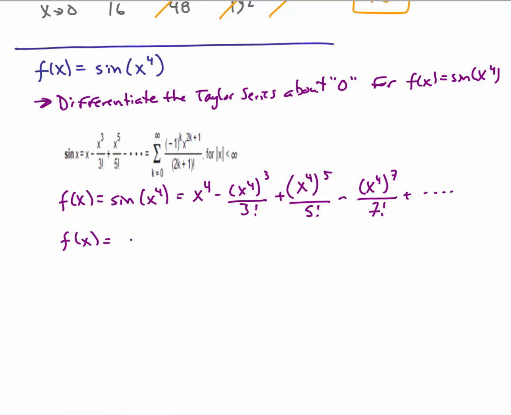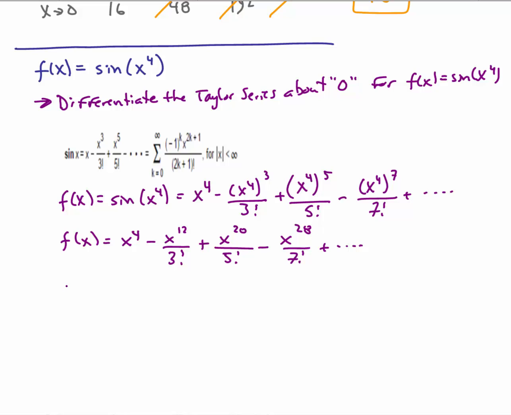So we have f of x equals x to the fourth minus x to the 12th over 3 factorial. And I'm going to leave this in factorial form. I'm not going to rewrite this as 6 because hopefully we'll start to see a pattern, the 3, 5, 7, the odd, and help develop that pattern. Plus x to the 20th over 5 factorial minus x to the 28th over 7 factorial. Now this same pattern continues, so I have the dot, dot, dot.